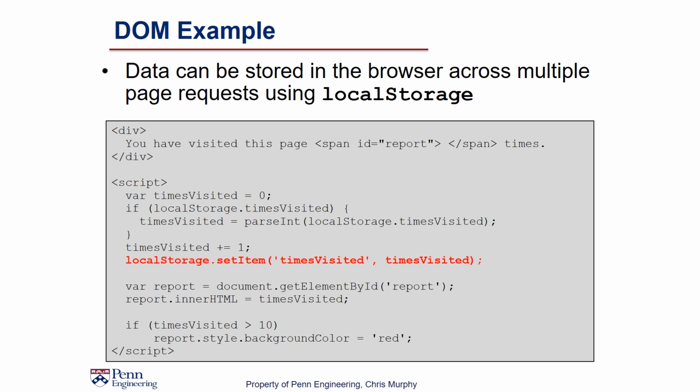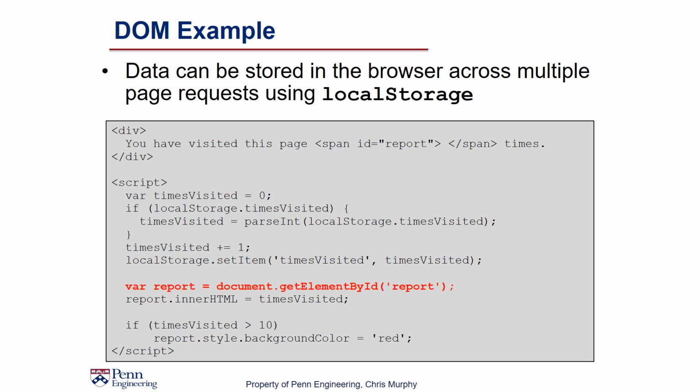Now we wouldn't simply say localStorage.timesVisited equals whatever, but rather we'll use its setItem function and set this property to this value. So all of that is just to read from local storage and update the number of times they visited the page. Now let's update the HTML.